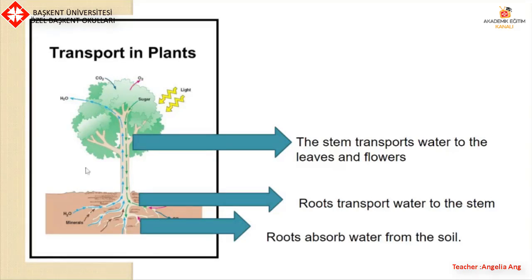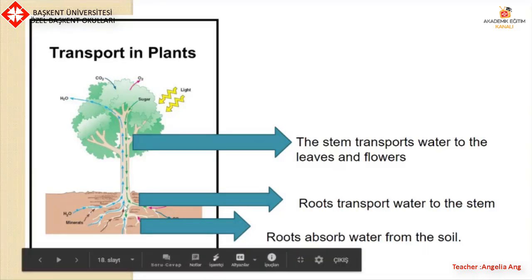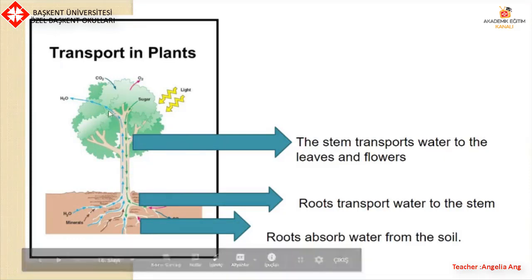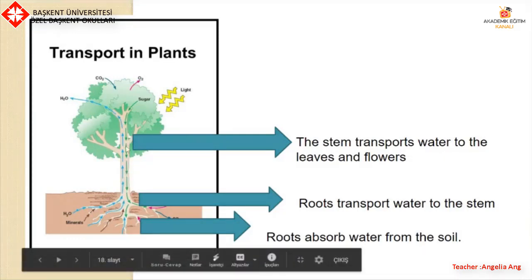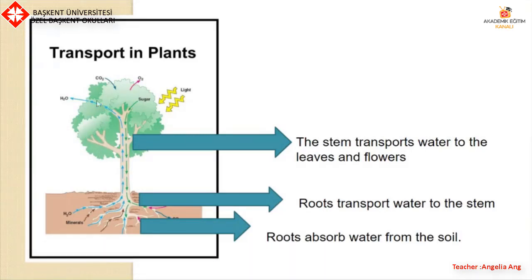Once again, roots absorb water from the soil. And then roots transport water to the stem. And then the stem transports water to the leaves and flowers.